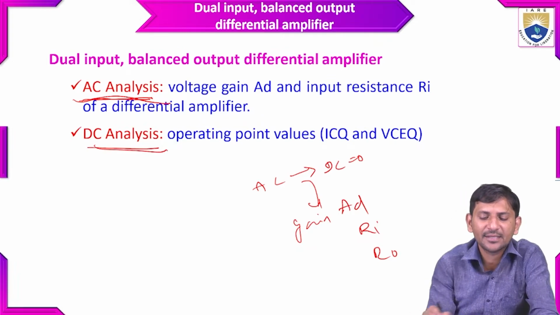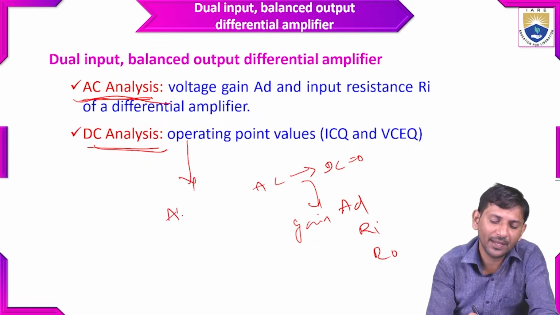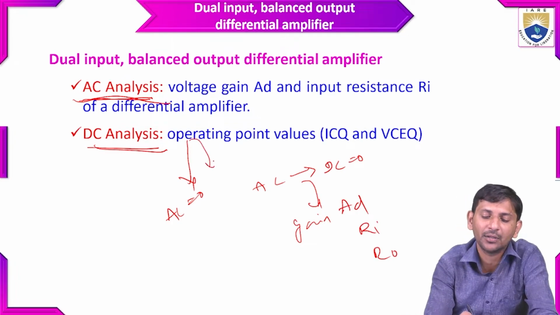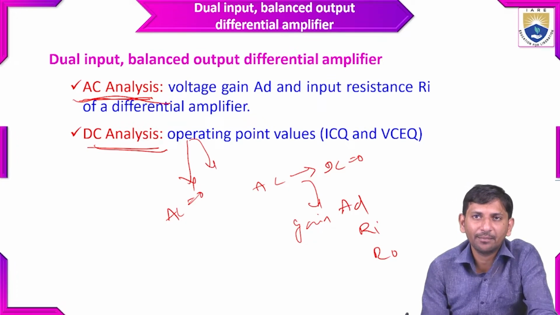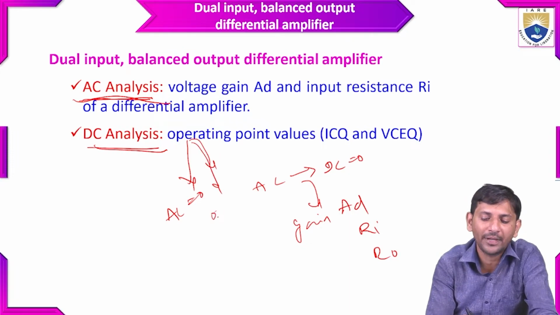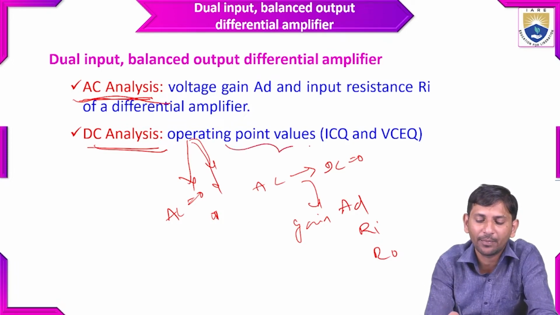We have to measure these for your dual input balanced output differential amplifier. In DC analysis, the AC supply should be 0. Wherever you are applying an AC supply, it should become 0. Then we have to analyze the equivalent circuit of the dual input balanced output differential amplifier. Then we measure, in DC analysis, the operating points of your Q1 and Q2 transistors. What do those operating points mean?